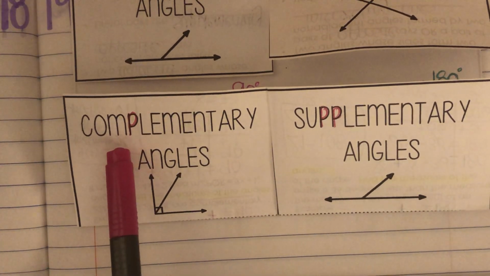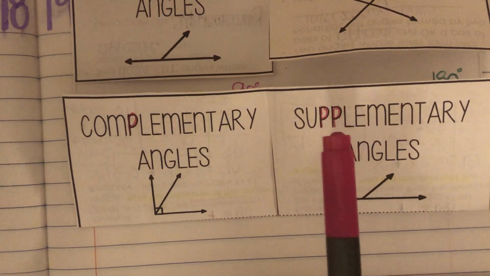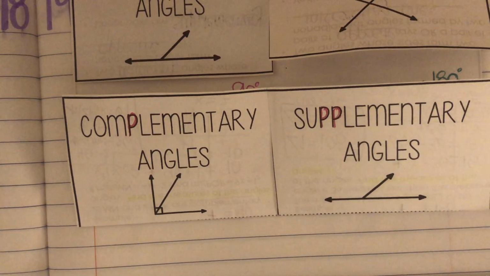Complementary has one 9, 90. Supplementary has two 9s, 90 plus 90, 180. Just a cute little trick to help you remember which one's 90 and which one's 180.